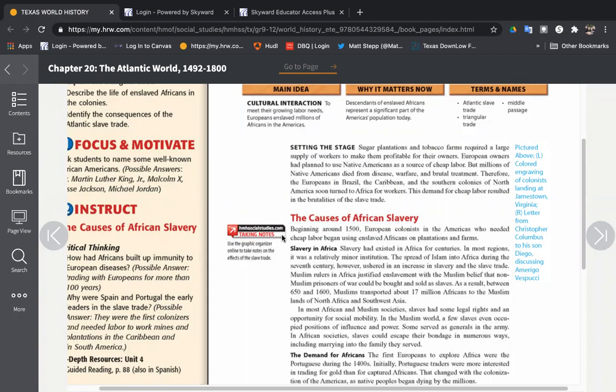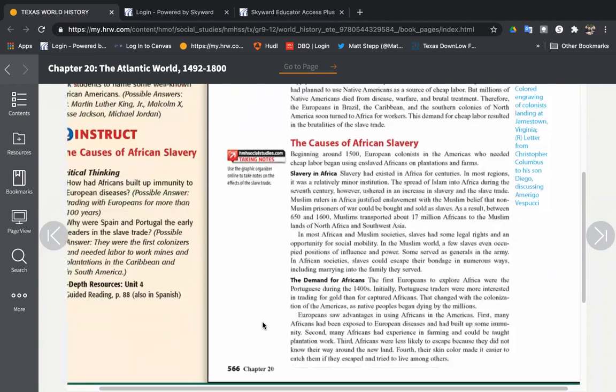In most regions, it was a relatively minor institution. The spread of Islam into Africa during the 7th century, however, ushered in an increase in slavery and the slave trade. Muslim rulers in Africa justified enslavement with the Muslim belief that non-Muslim prisoners of war could be bought and sold as slaves. As a result, between 650 and 1600, Muslims transported nearly 17 million Africans to the Muslim lands of North Africa and Southwest Asia.